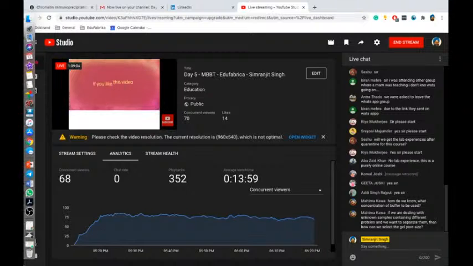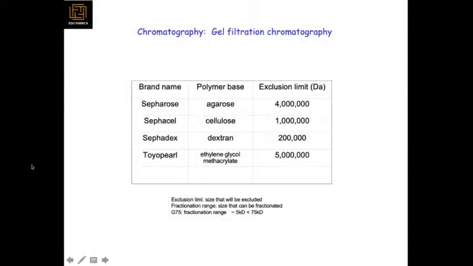So for that, we check the exclusion limit as per our gel fractionation range, that is, how much our sample has to be separated. We select our gels of this size. The exclusion limits are given to us, so below that limit the proteins can be separated.